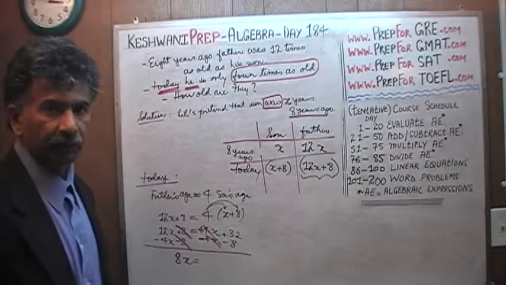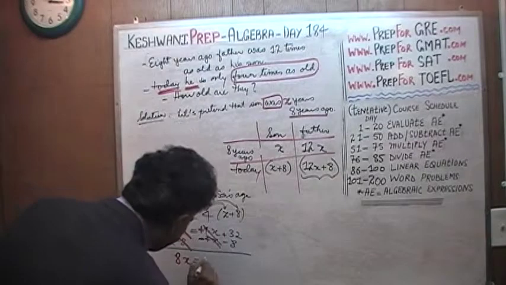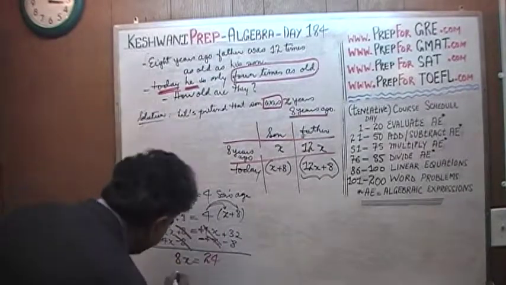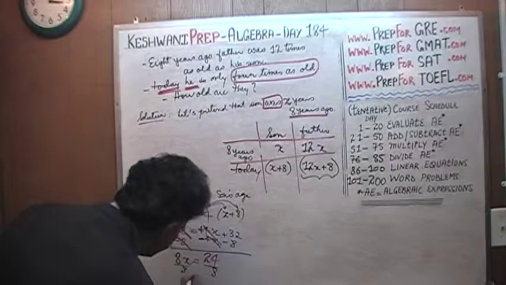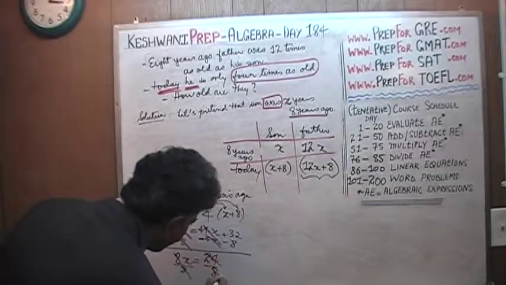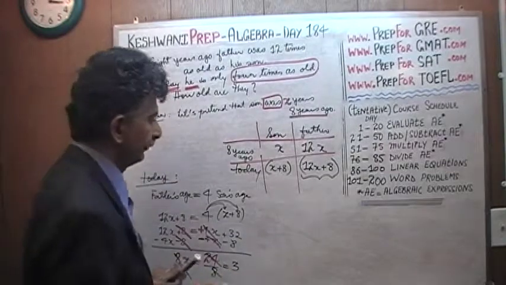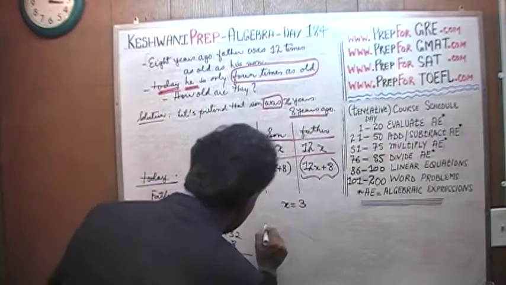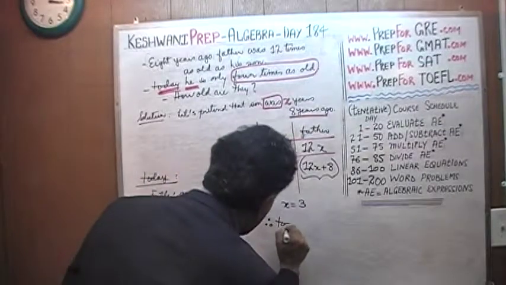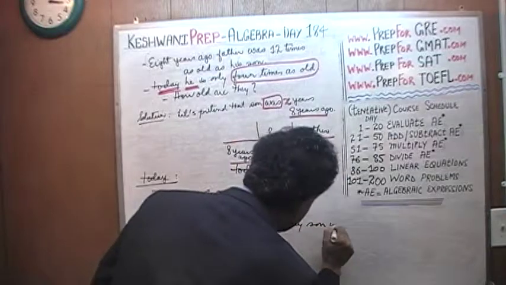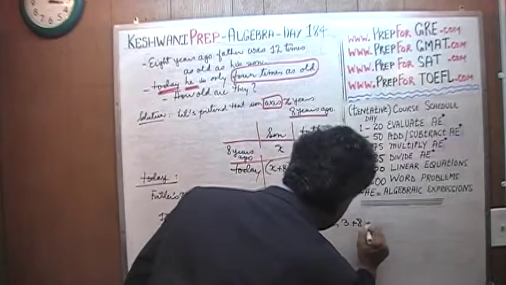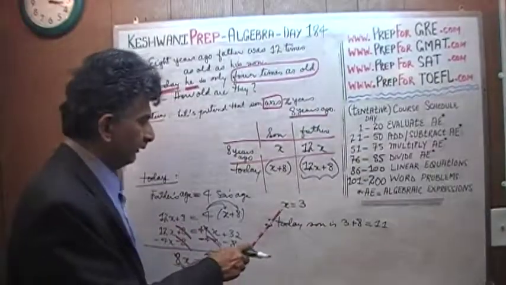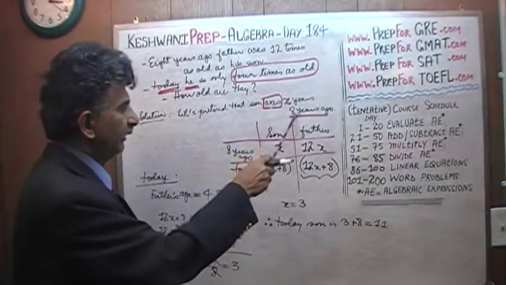32 minus 8, I know 32 minus 10 is 22, so it's 24. 8x equals 24, divide both sides by 8, and you get x equals 3. So here we go. X equals 3. Therefore, today, son is 3 plus 8, which is 11. Just remember, as I already told you 2 or 3 times, x is his age 8 years ago.